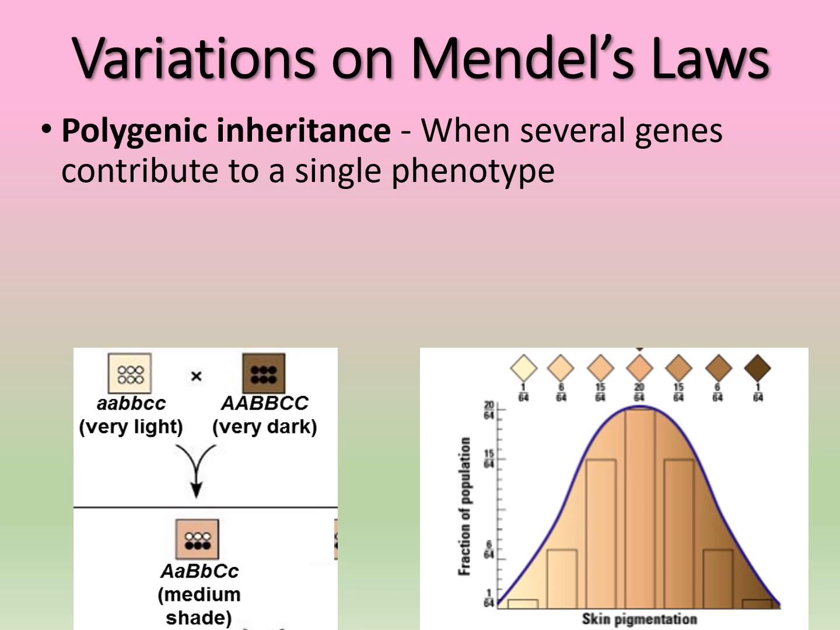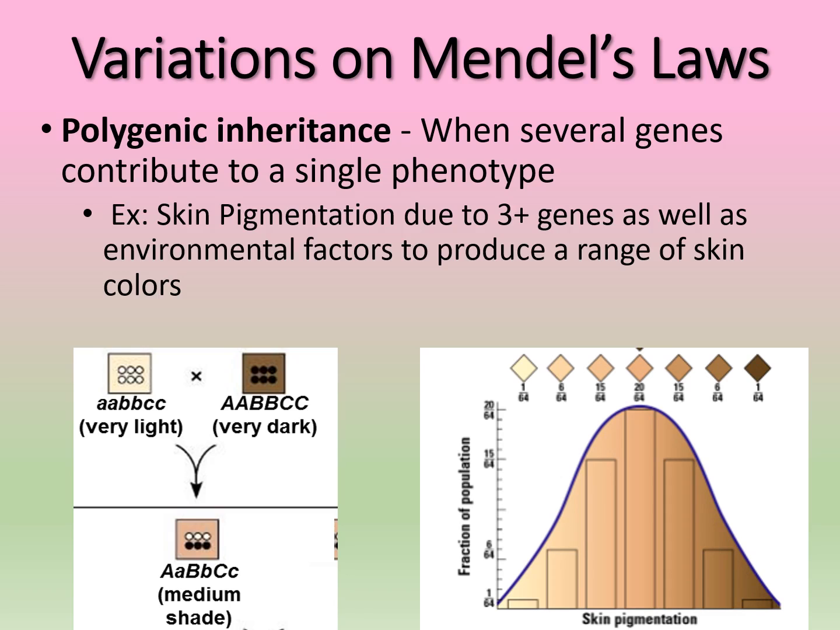So the first one is polygenic inheritance. So poly meaning multiple. So we have multiple genes that are going to contribute to just one phenotype. Okay, so for example, in humans, skin pigmentation is due to over 3 genes, as well as environmental factors, to produce a very wide range of skin colors.